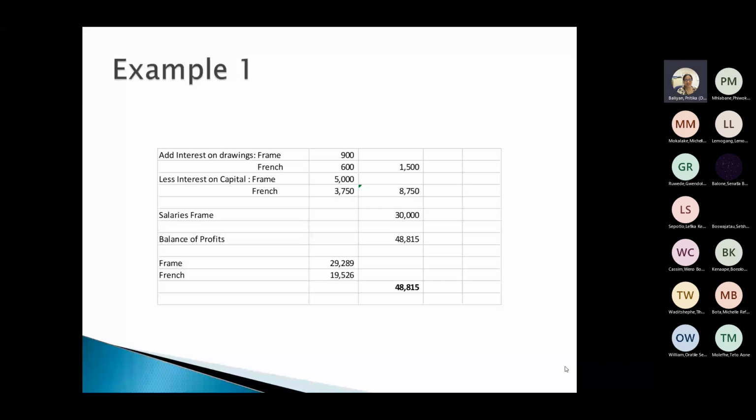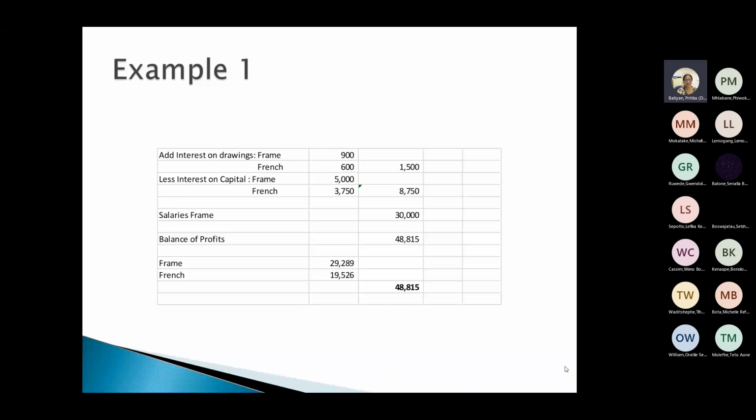Then the business also pays interest on the invested capital. So interest on capital is an expenditure, and that has to be subtracted. For Frame it is 5,000 and for French 3,750, so we subtract 8,750. Then the salary paid to the partner is also deducted from the net profit.